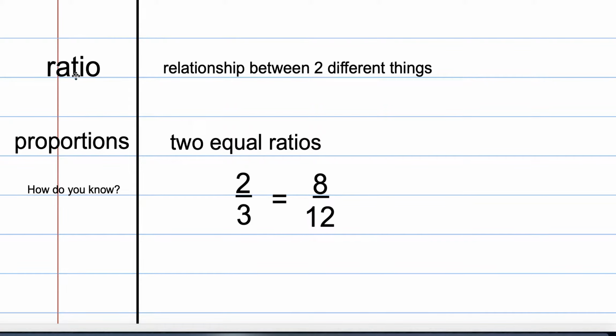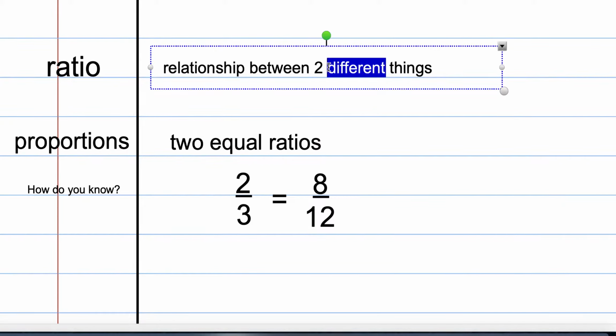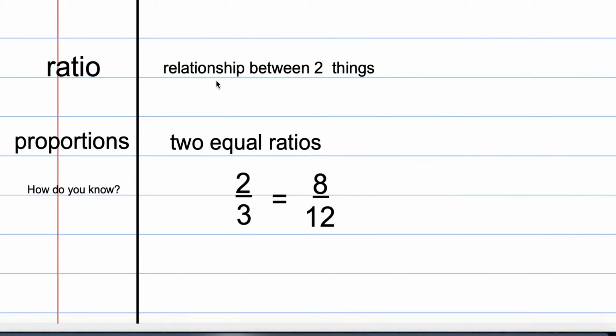So first, let's get a ratio. A ratio is a relationship between two things. I'm going to take off the word different because when we get to rate, we'll be looking at that too. So a relationship between two things. A proportion, two equal ratios.